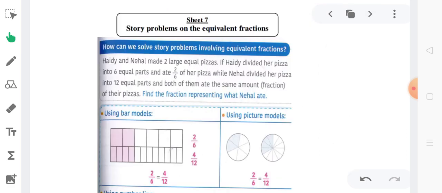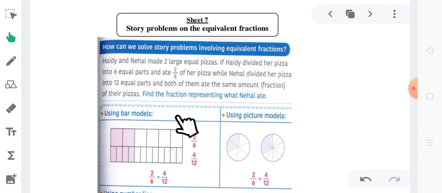Let's solve some story problems on equivalent fractions. How can we solve story problems involving equivalent fractions? Heidi and Nihal made 2 large equal pizzas. Heidi divided her pizza into 6 equal parts and ate 2/6 of her pizza, while Nihal divided her pizza into 12 equal parts, and both of them ate the same fraction of their pizza. Find the fraction that Nihal ate.